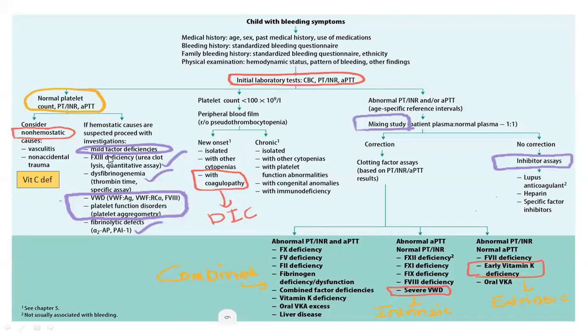Already we discussed it. For factor 13, you are going to do the urea clot lysis assay. For fibrinogen, you are going to do thrombin time. For factor 8, you are going to do an antigen assay. For platelet function disorders, since you cannot do platelet aggregometry, we are going to send flow cytometry.